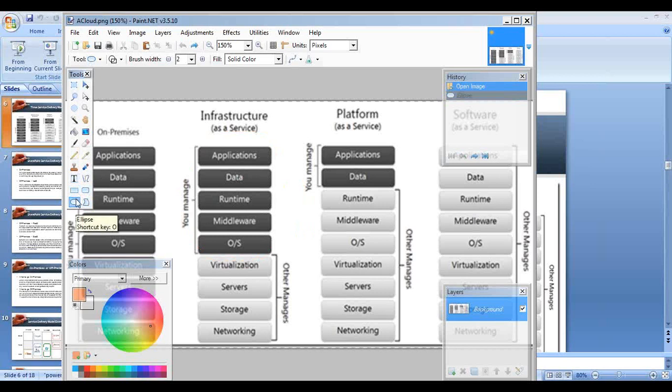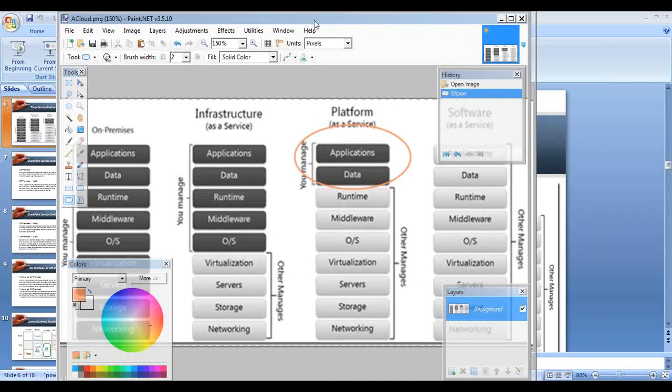Now with platform as a service, you will manage only application and data. The rest would be managed by a third party. For example, Windows Azure is one of the best examples of platform as a service. They manage everything, but they will let you host your application and your data within the Windows Azure platform. The next is, I'll move this slide to this side.